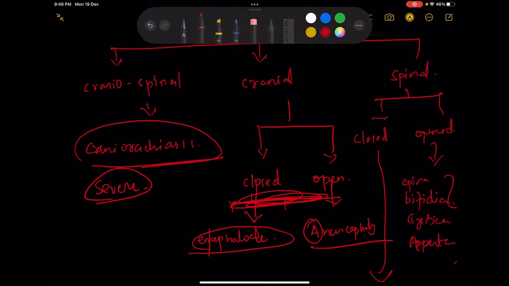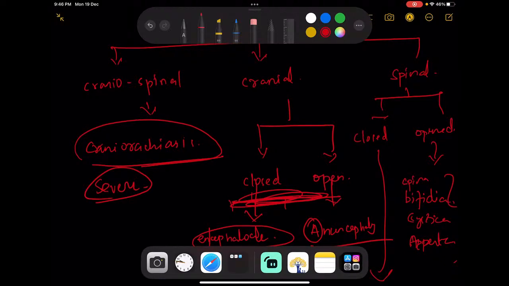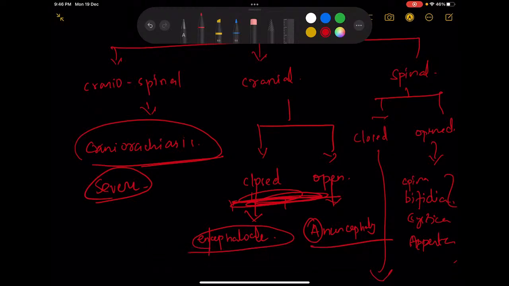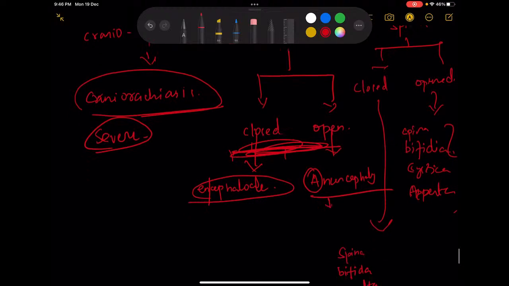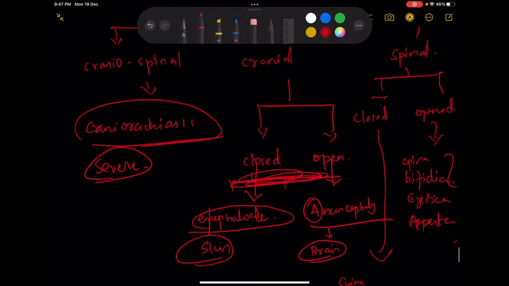Coming to the cranial, the closed one is called encephalocele. The differentiating factor between encephalocele and anencephaly is that open is anencephaly. You can see the open brain in anencephaly, whereas in encephalocele you have skin covering the brain. This is called encephalocele, the cranial portion.